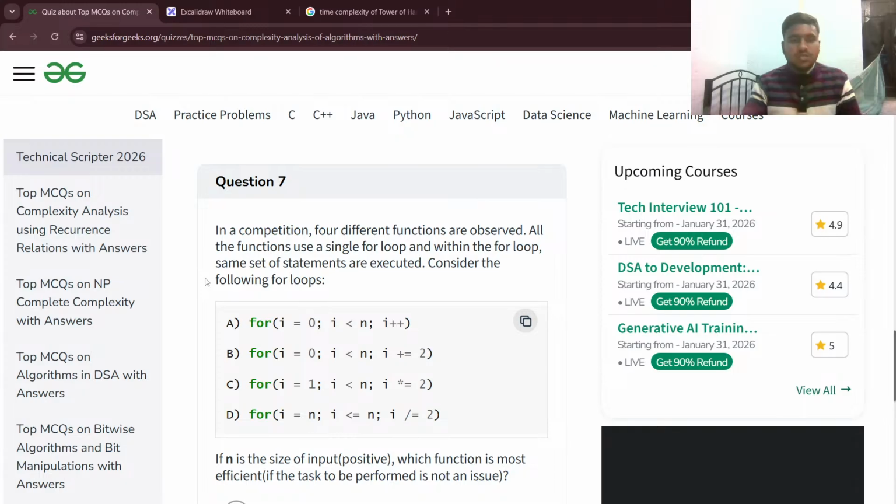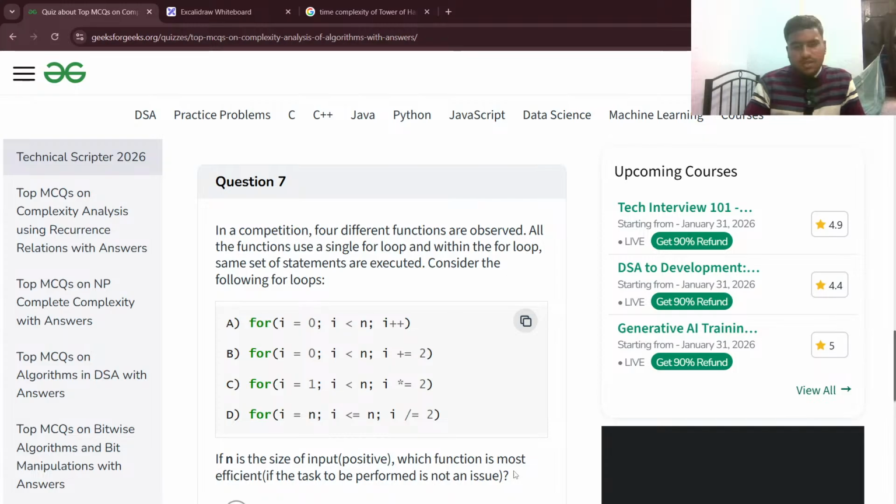In a competition, four different functions are observed. All the functions use a single for loop, and within the for loop, the same set of statements are executed. If n is the size of the input, which of the following is most efficient if the task to be performed is not an issue?